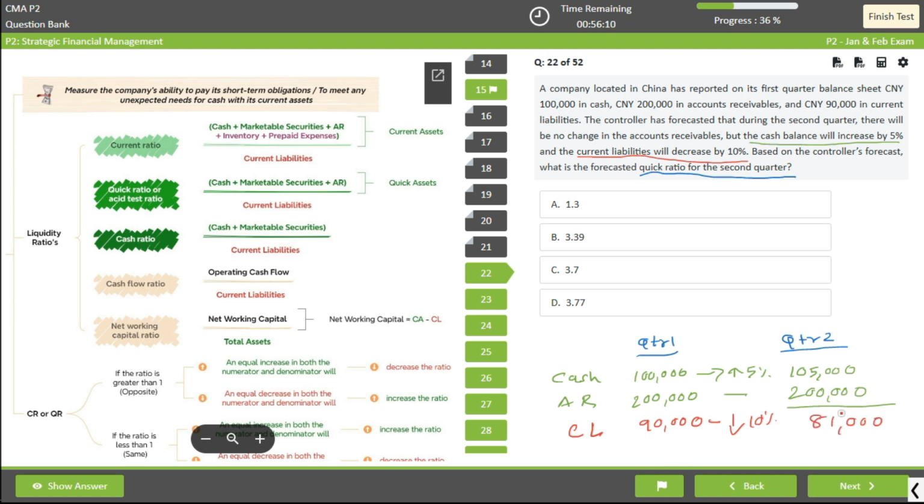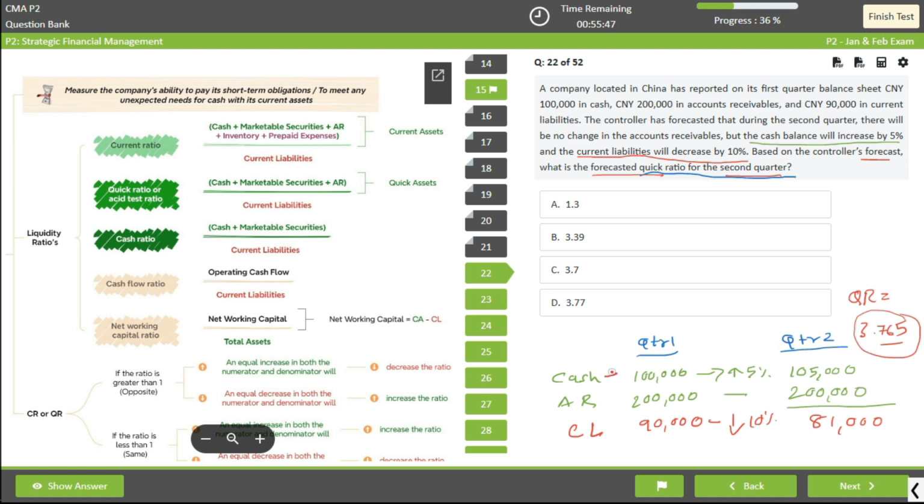So 105,000 plus 200,000 by 81,000, the quick ratio comes to 3.765, because they are asking for the second quarter on the basis of forecasted quick ratio. So forecasted quick ratio is 3.765.